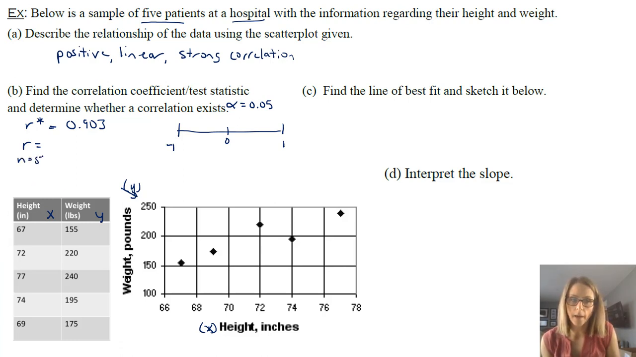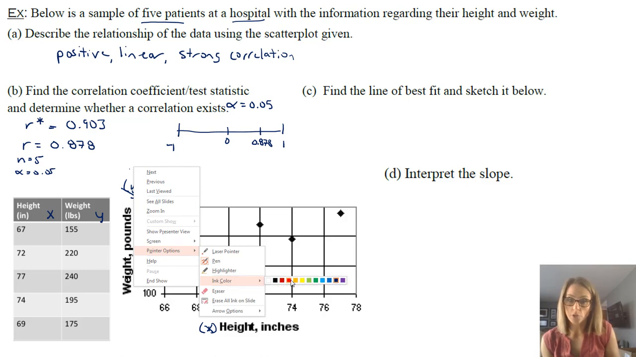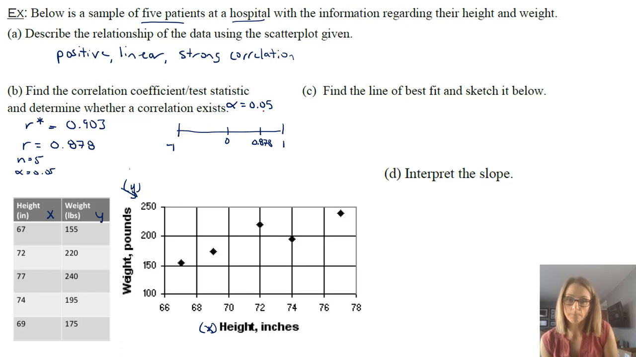So n equals 5, alpha is 0.05, and if you look in the table for that value, you're going to get 0.878. Something I do want to mention is the fewer values of n you have, the stronger that r needs to be. That makes sense because there's more room for error if you have fewer values, so you're going to need a stronger correlation coefficient. So here we have our 0.903.